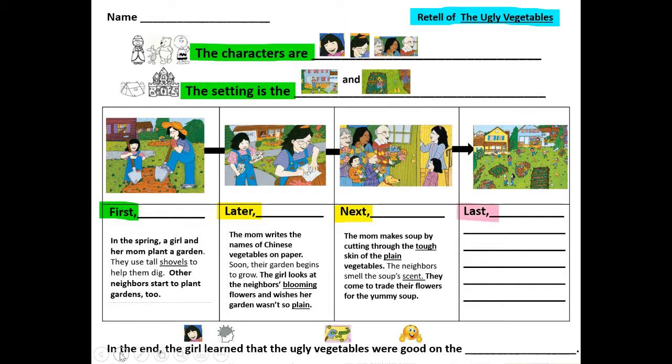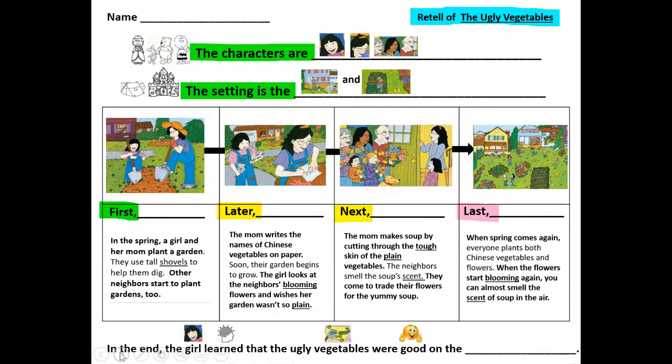And finally, at the end, or last, what happens in the next spring? Last, both the mom and the girl and the neighbors, what do they do? Well, last, when spring comes again, everyone plants both Chinese vegetables and flowers. When the flowers start blooming again, you can almost smell the scent of soup in the air.